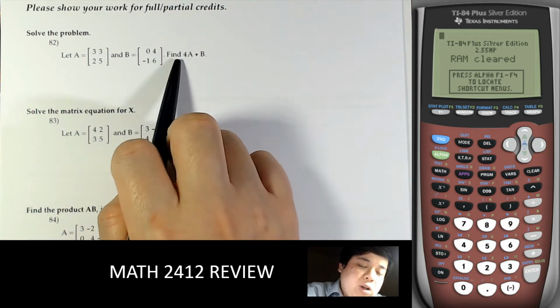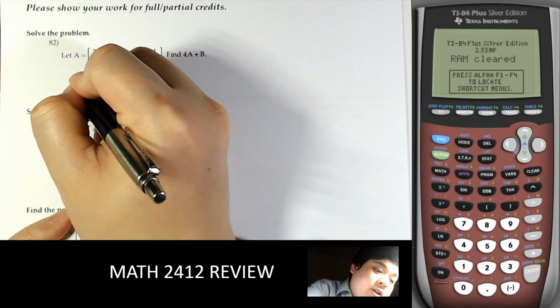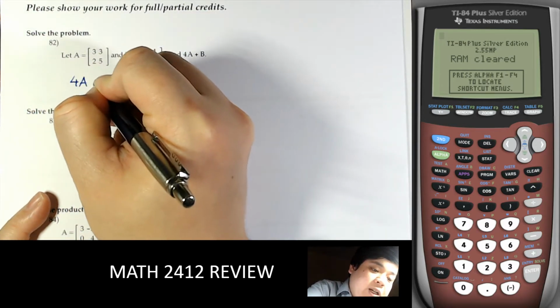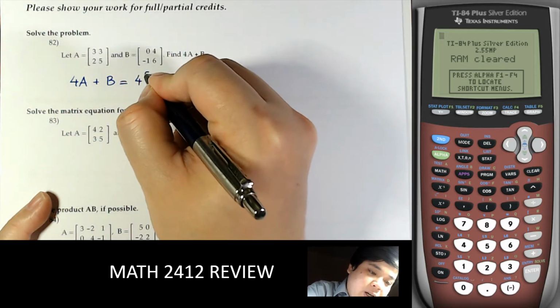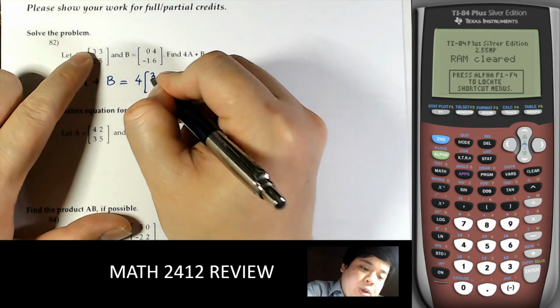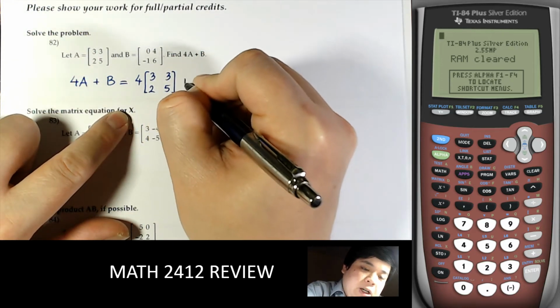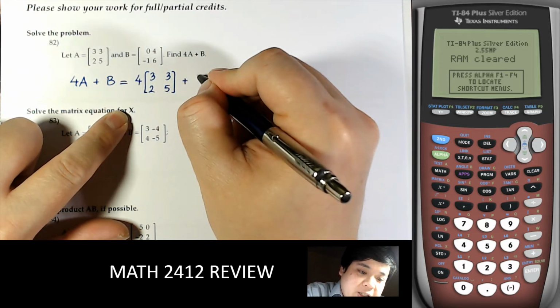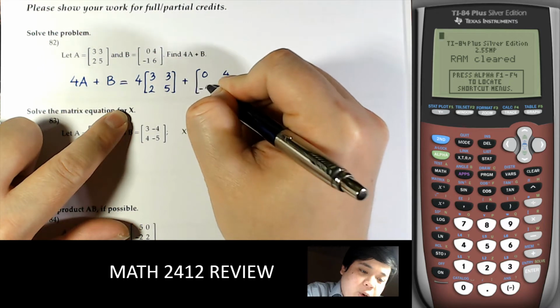First one, 4 times matrix A plus B. We do this one by hand first. So 4 times matrix A plus B. Matrix A is 3, 3, 2, and 5. The matrix B is 0, 4, negative 1, and 6.